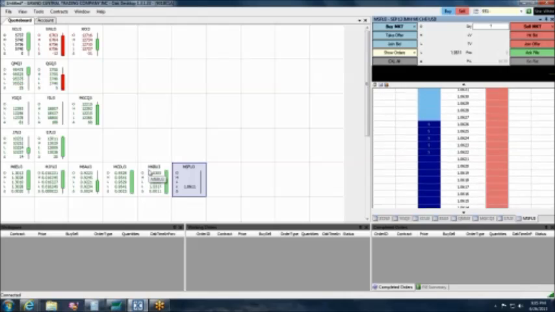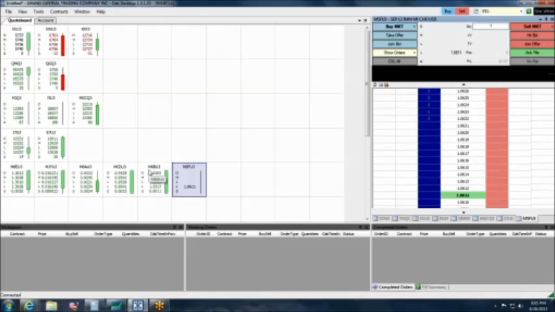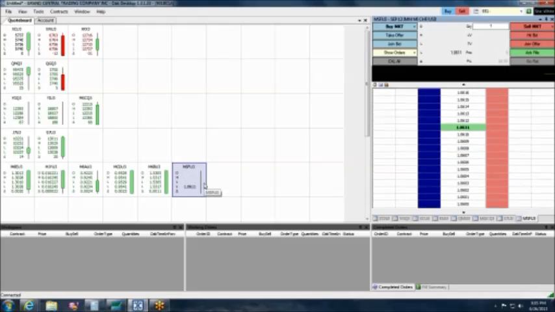Okay, the Swiss franc's the same size as the yen and the euro. So from 106 to 107 is $1,250. So I'm looking at a tenth of that for my micro.